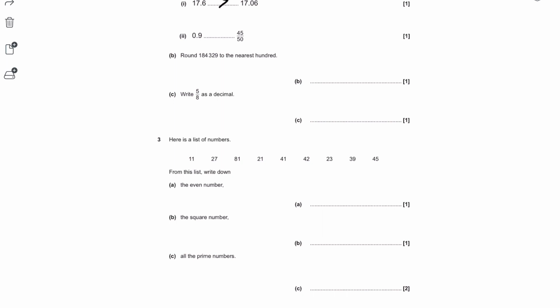You may use a calculator if you need to. If you use one, you'd find out that these are equal. This would be 184,300. This would be 0.625. This would be 42, 81. This would be 11, 41, and 23.